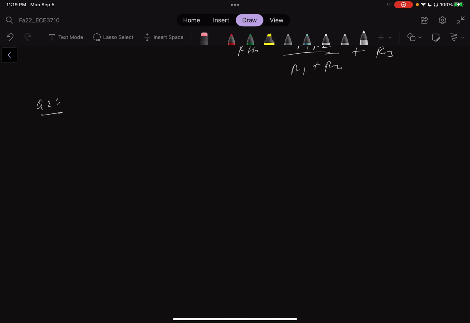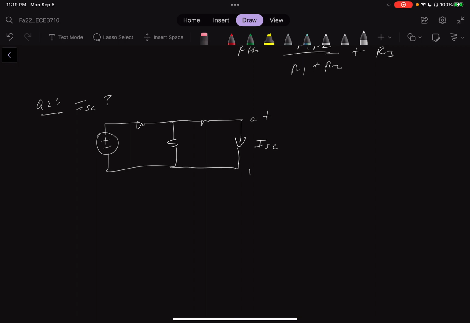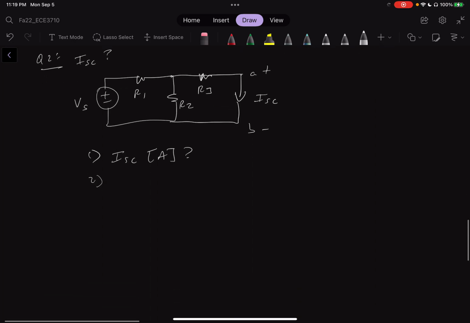Next question. Question number 2. What is ISC? Let me redraw the circuit. Now, we're being asked to solve for ISC in units of amps, let's say. You can use any law or analysis to do this. Okay? We're trying to solve for ISC. I don't know the current flowing through here. Let's call it Ix. And then I do not know the current flowing through R2. Let's call it I2.